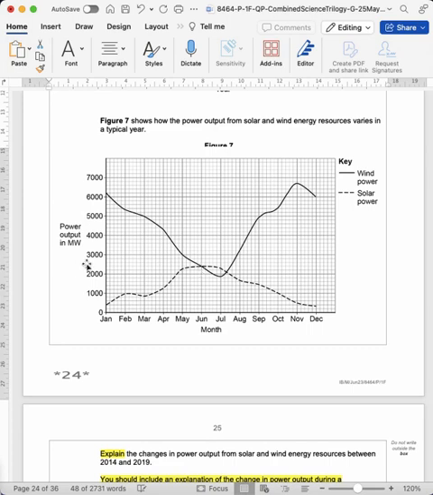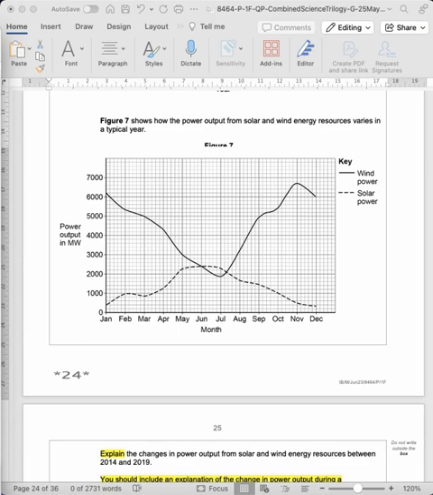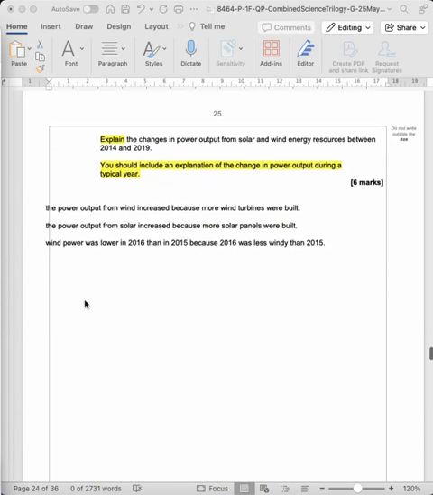We can also see that electricity generated from wind is greater in the winter, so sort of January, November, December time. And again, a reason for that, because winter's windier than summer. Also, we can say that electricity generated from solar is greater in the summer, which is sort of here, May, June, July time, because the hours of sunlight are longer in the summer and because the intensity of the sunlight is greater in summer. So we've got a number of points we can look at there.